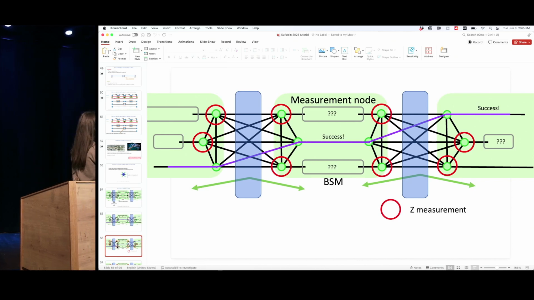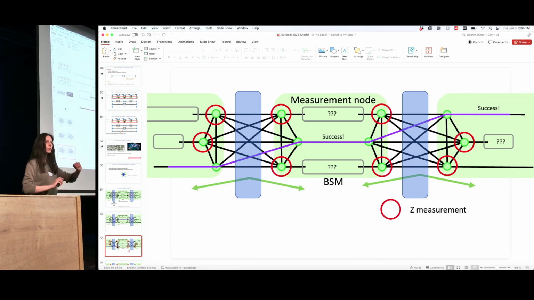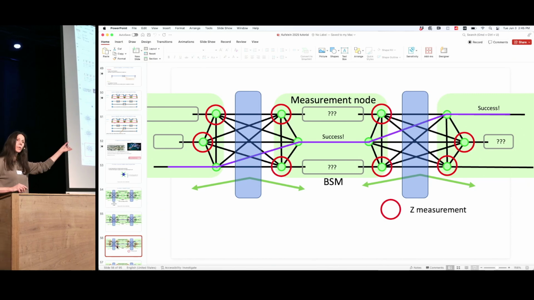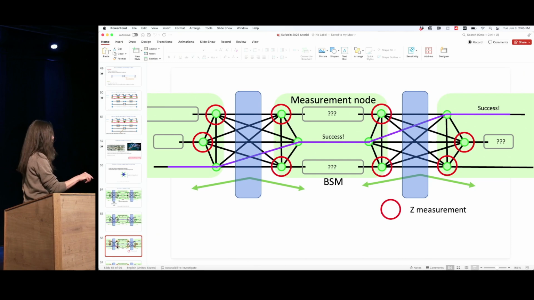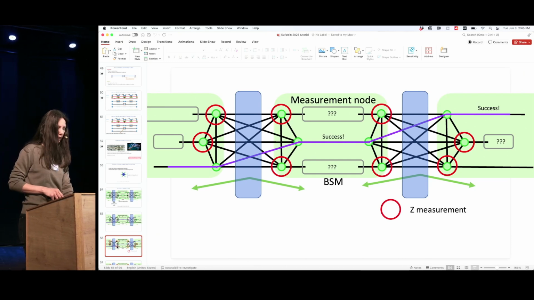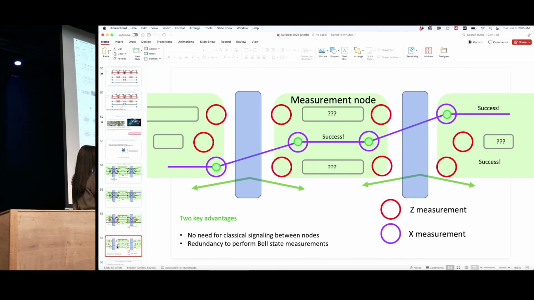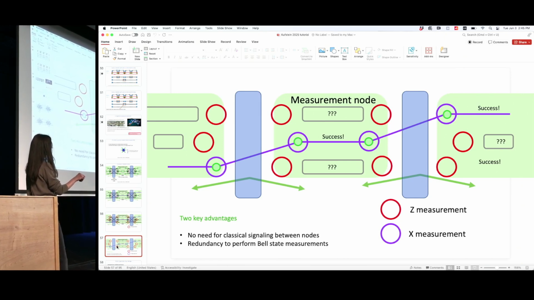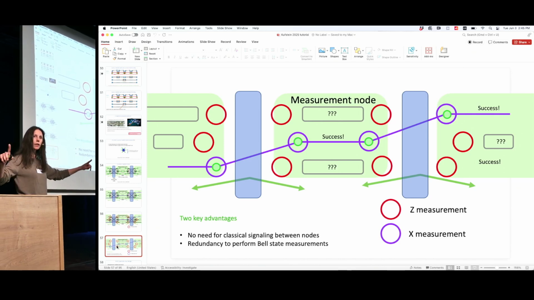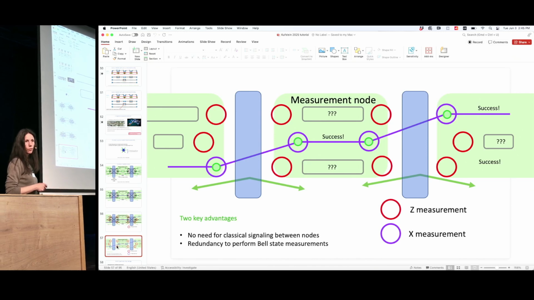So Z measurements remove, if you remember that graph from several slides ago, remove qubits from the graph. They don't mess up the graph structure. X measurements, on the other hand, connect my graph. So the qubits that are neighbors of the ones where the Bell state measurement succeeded, I can X measure, and that creates a link. All the rest I can Z measure, and that gets rid of them.